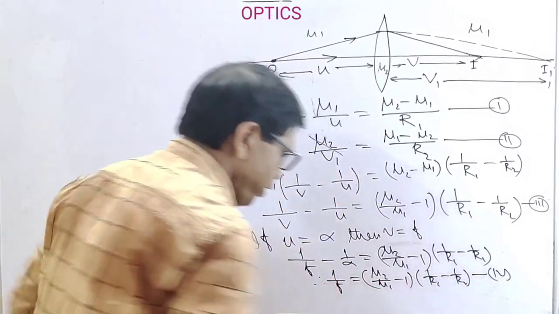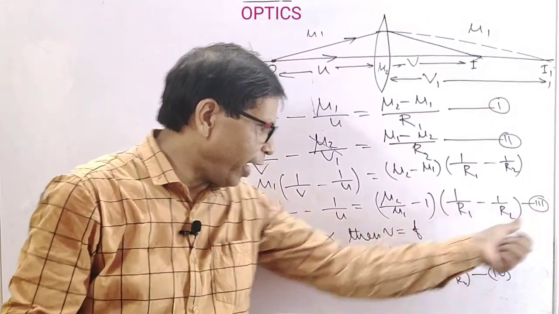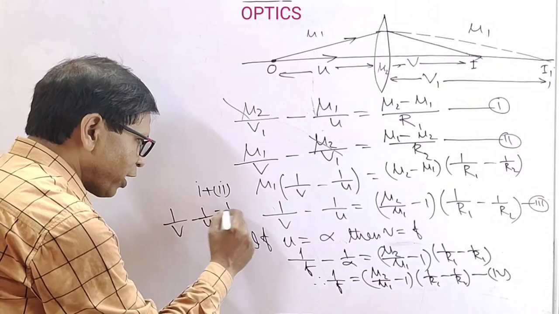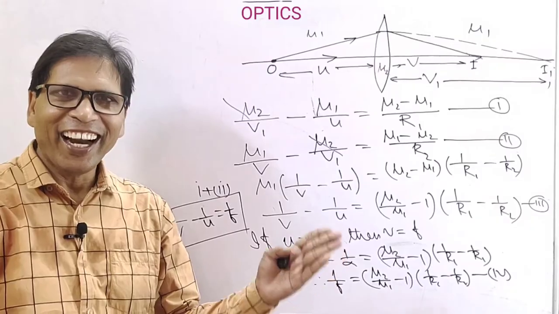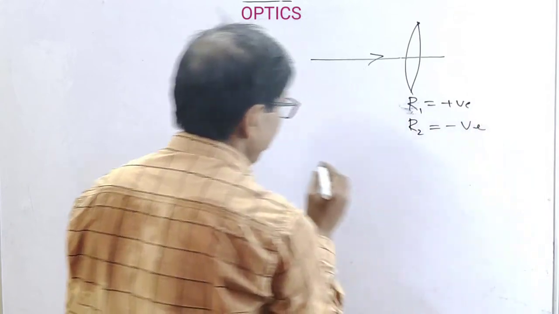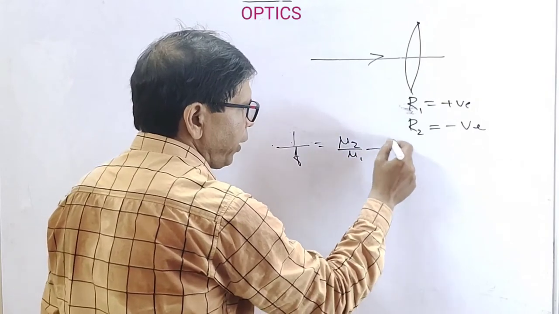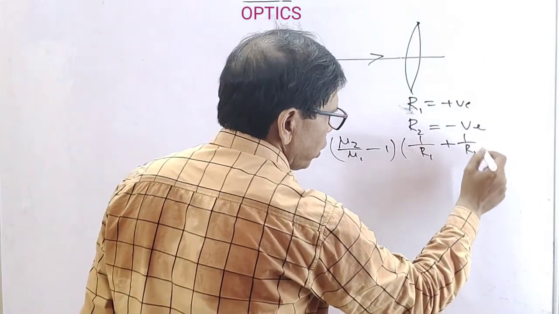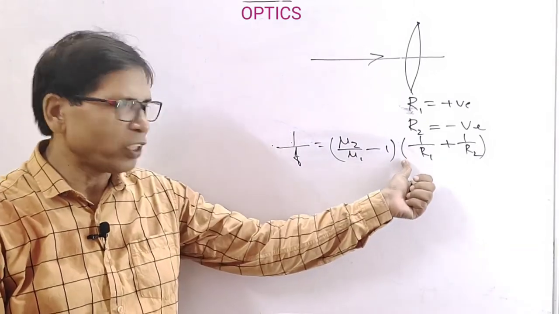This is equation 4. This is known as the lens maker's formula. Now, from equation 3 and equation 2, we get 1 by v minus 1 by u equals 1 by f. This is the lens formula. Okay, understood? For a convex lens, R1 is positive and R2 is negative. In the lens maker's formula, 1 by f equals mu2 by mu1 minus 1 into 1 by R1 minus (minus 1 by R2). Okay, so look at this. The focal length of a convex lens is positive.